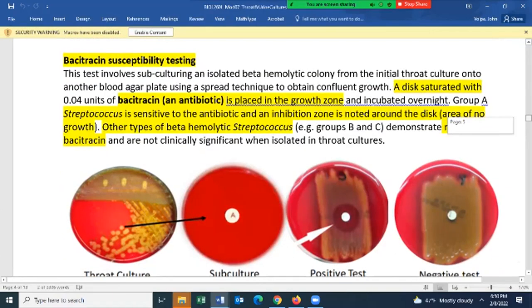So you do 2 tests to show that it's Streptococcus pyogenes. You do the catalase test, and Streptococcus pyogenes will be catalase negative. And then you do the bacitracin test, and it'll be bacitracin positive.